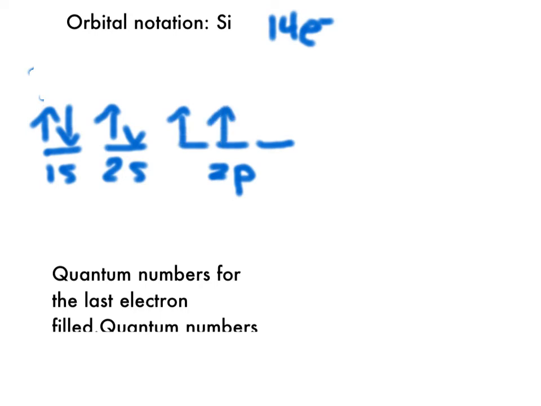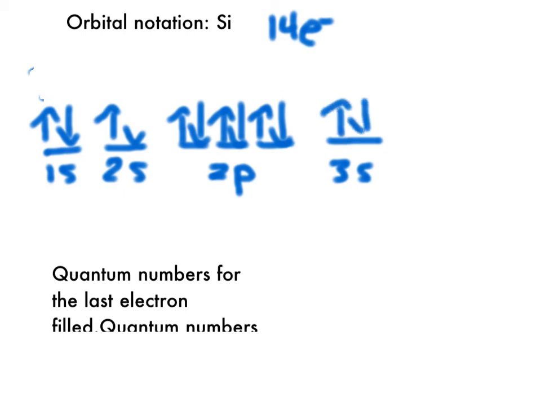So we're going to go 1, 2, 3, 4, 5, 6. Now we've used 10, so there are 4 left. And I would recommend that when you're doing something like the 2p, you go up, up, up, then come back and go down, down, down, just to get into the practice of filling them in the right order. So we have 4 left, so we can put 2 in the 3s. Then we have the 3p, so we draw out all 3 orbitals of the 3p, and then we have 2 electrons left because we've used 12. So the first one goes here, and the second one goes here.